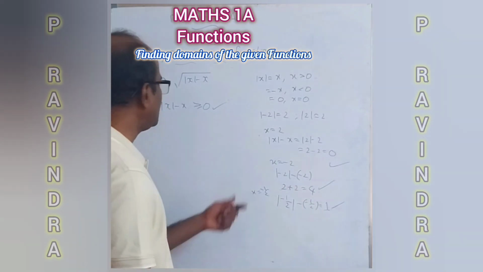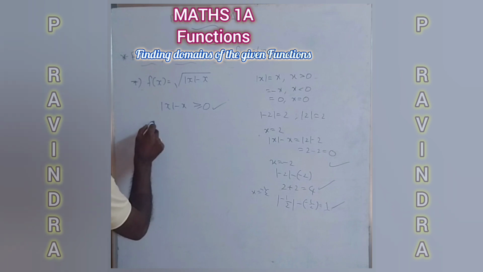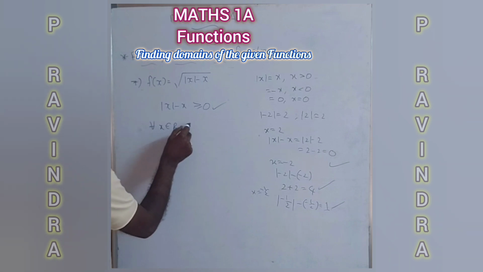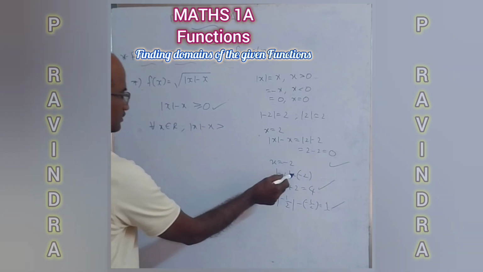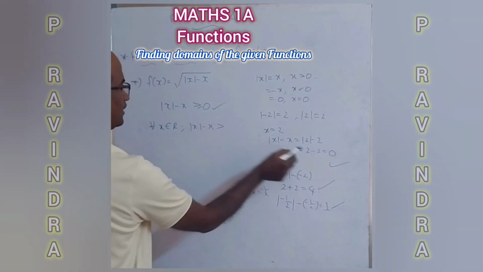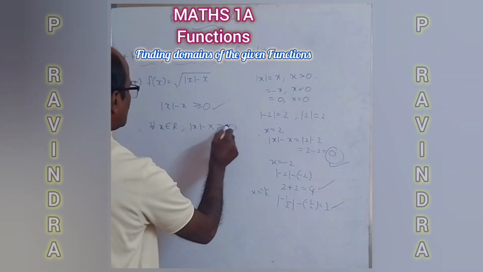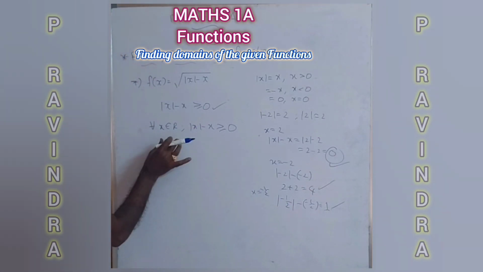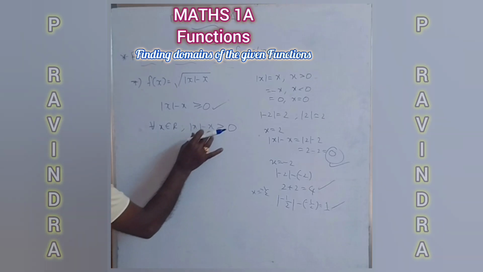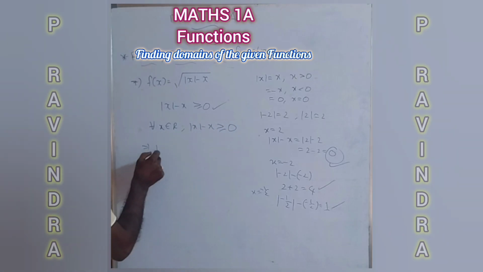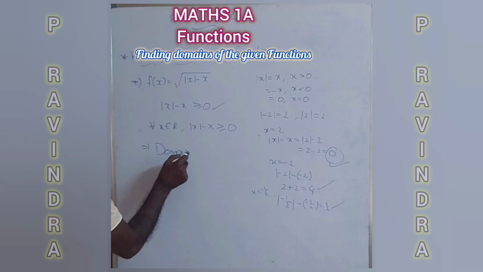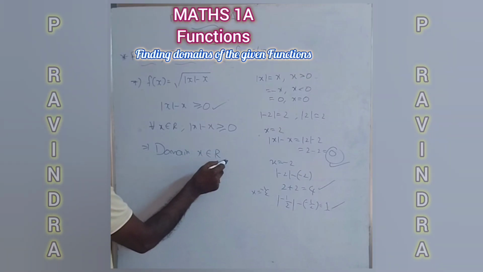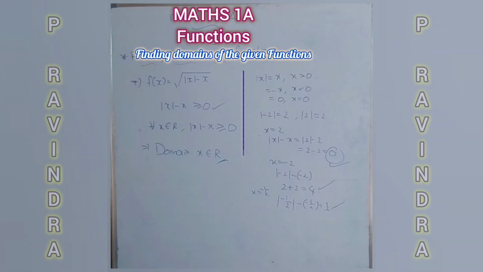So clearly, for all x belongs to R, mod x minus x is either positive, as in these two cases, or equal to 0, as in this case. So you can simply write like this: for all x belongs to R, mod x minus x is positive or equal to 0. Therefore, the domain is all real numbers, that is R. R is the domain. Okay? Note it down.